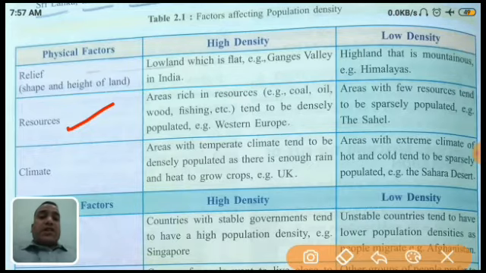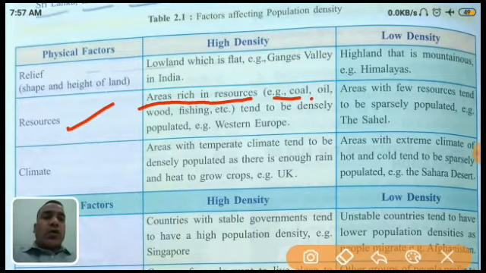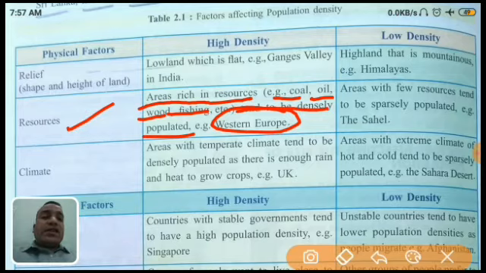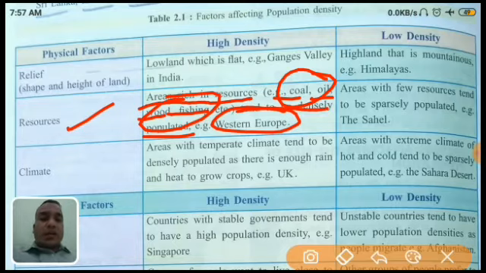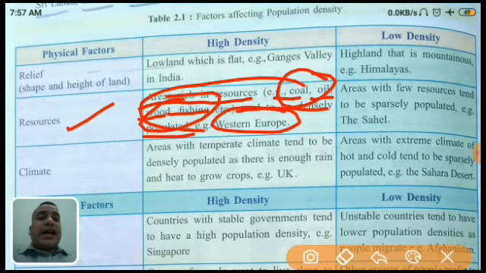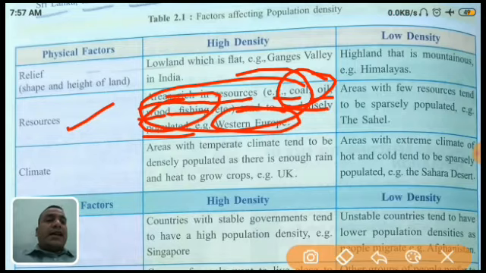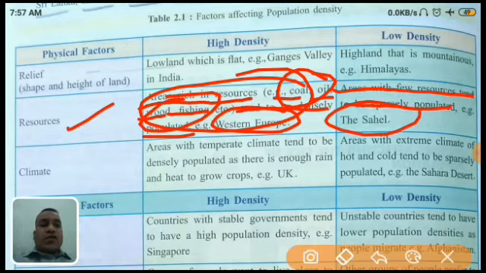Resources means whatever we are using for our daily needs. An area rich in resources, as I already gave as examples, like coal, oil, wood, fishing, tends to be densely populated, just like Western Europe. In an area rich in these resources, definitely there are more factories, and more factories mean more jobs. If there are more jobs, obviously people are attracted towards it. So that's why these resources are also important for population density. An area with few resources tends to be sparsely populated. An example is the Sahel. Okay, so you can easily understand.